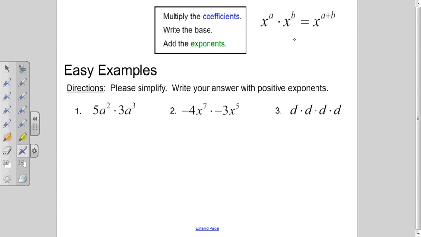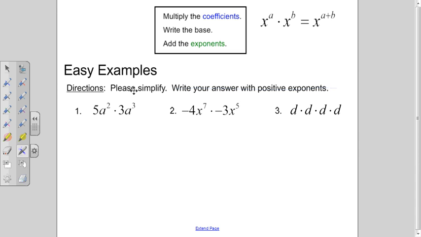Okay, so again, I've copied the property up here that you want to be cognizant of as you do this. It's x to the a times x to the b is equal to x to the a plus b. And here are some steps that you want to visualize as you're going through the problems. You're going to multiply the coefficients, write the base, and add the exponents. So the directions say, please simplify, write your answer with positive exponents. In these easy examples, this won't be so much of an issue.